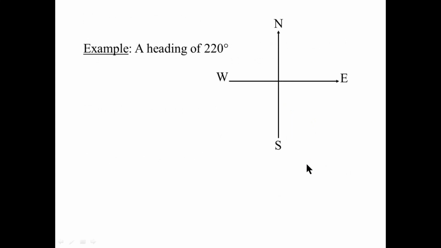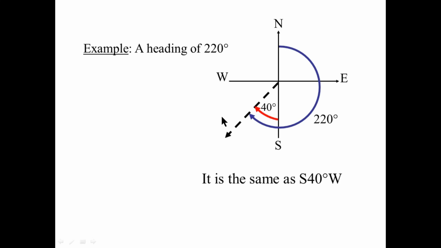Let's do another one, a heading of 220. That means go north and then bend 220 degrees around. So we have to count 90, 180, 270 would be too much, so it must be in here somewhere. 220 degrees, and it's the same as south 40 degrees west. Because there's 40 degrees here, if this is 220 and this would be 180, well, this must be the other 40 here.